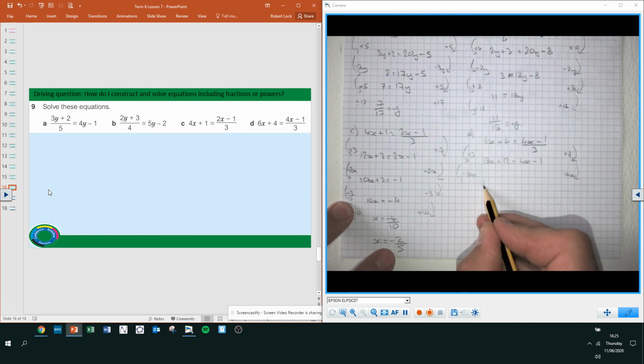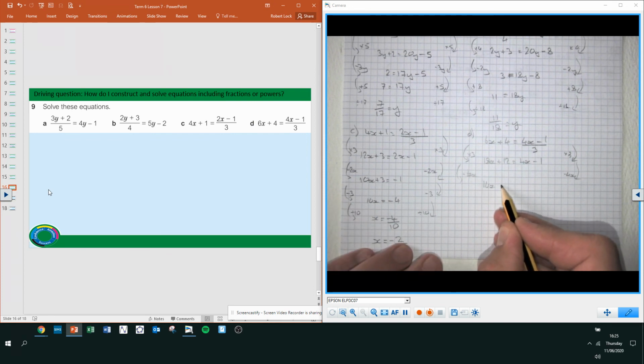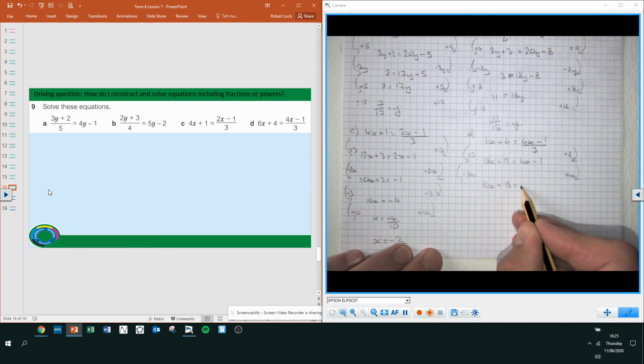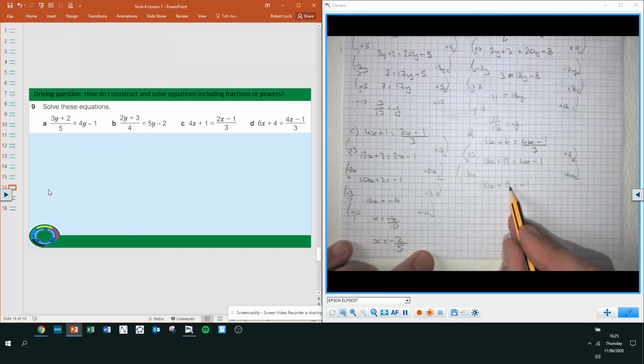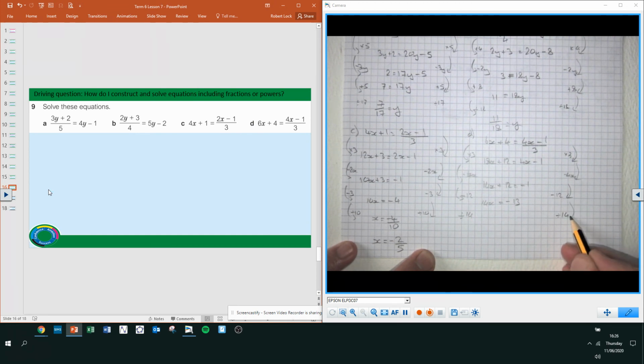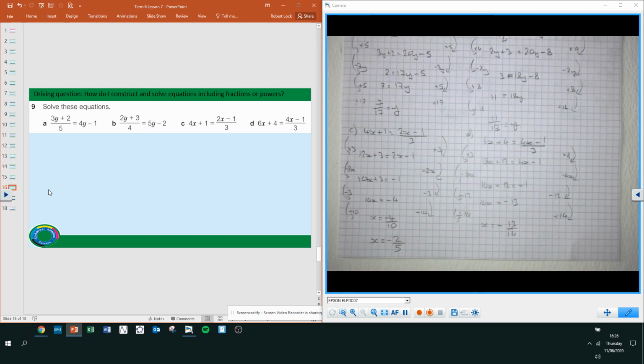18 take away 4 is 14x plus 12 equals minus 1. Need to get rid of the 12 here, so we subtract 12 from both sides. Then 14x equals minus 1 and minus 12 makes minus 13. Now, divide both sides by 14 to find what x is. X equals minus 13 over 14. There's the answer.